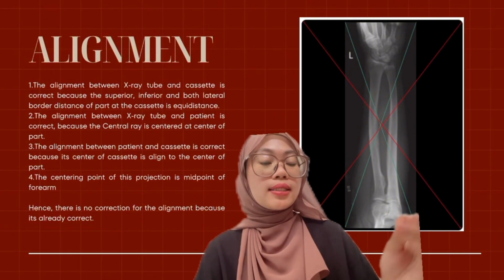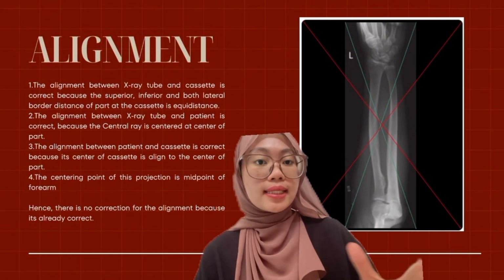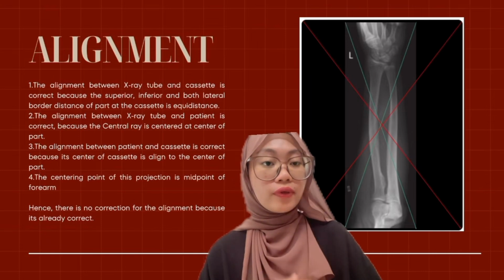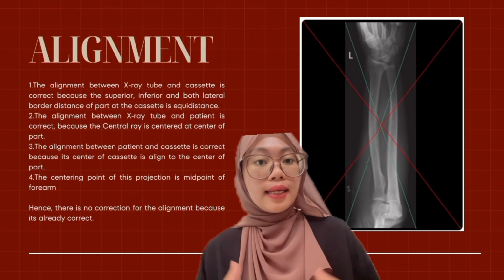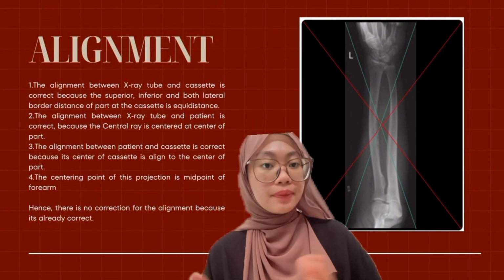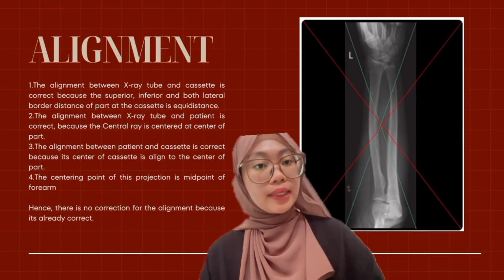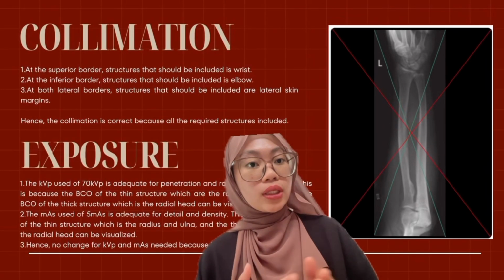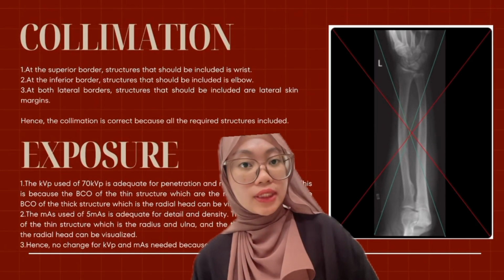So in the forearm projection, the centering point is the midpoint of the forearm. Hence, no corrections for the alignment are needed because the alignment is already correct. And then we will move further to the collimation.